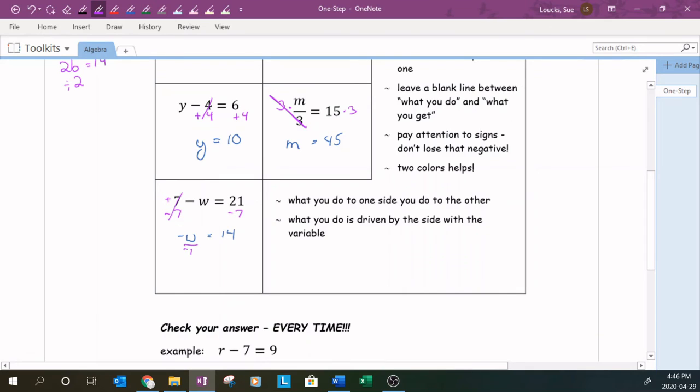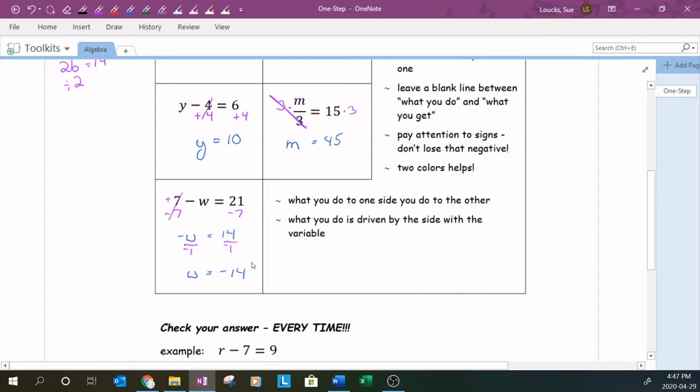If I divide that side by negative 1 and I divide that side by negative 1, and you'll notice I changed colors here, then a negative divided by a negative is a positive, and anything divided by 1 is just what you started with. So I've got w on the left side, and 14 divided by negative 1 is negative 14. Now, eventually you don't need to show that. You just change the signs and it's all good. But it's really good to know why you do that, because when the questions get more complicated, it's not always as simple as just changing the first sign.